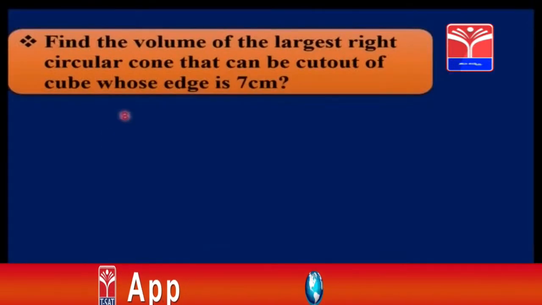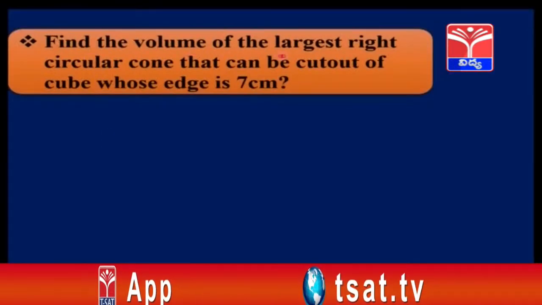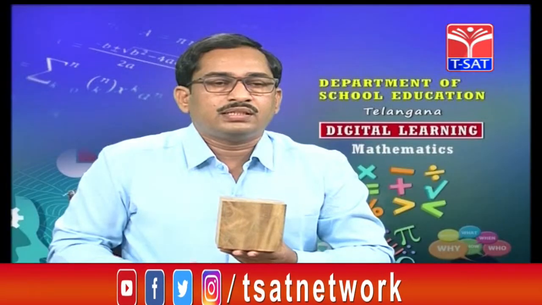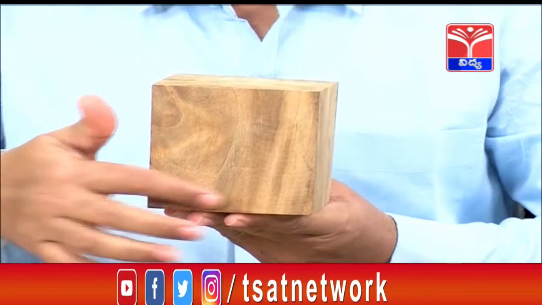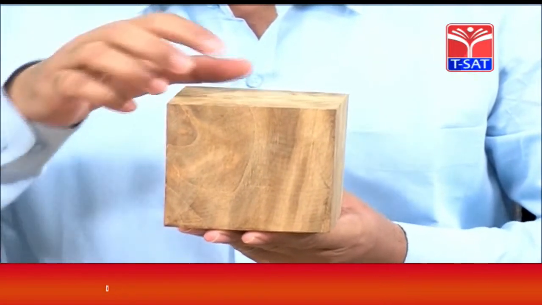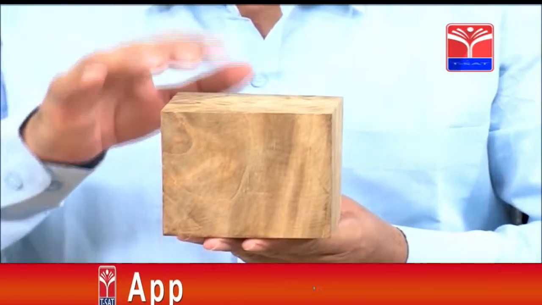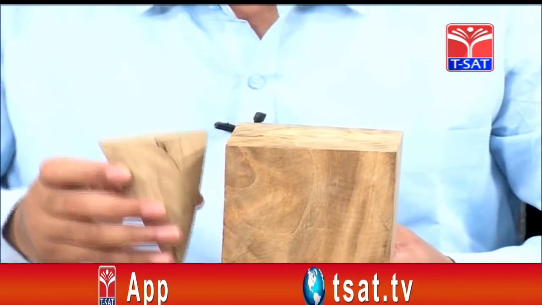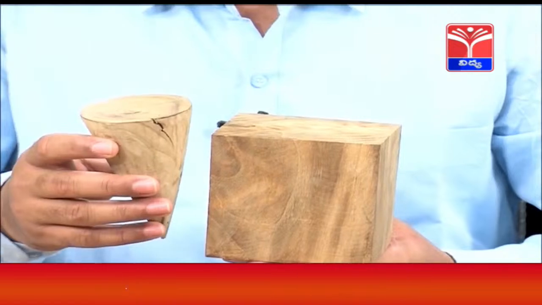Next, find out the volume of the largest right circular cone that can be cut out of a cube whose edge is 7 centimeters. So children, suppose this is a cube whose edge is 7 centimeters and we have to cut out a cone from this cube. Children, suppose this is a cone that is cut out from the cube.